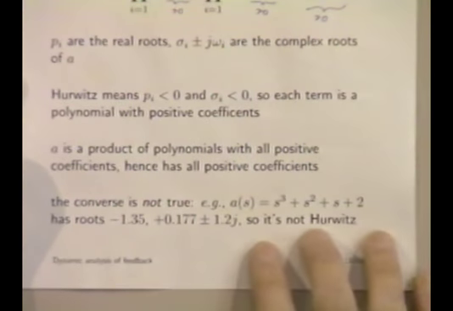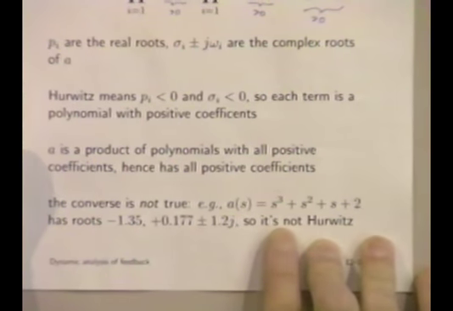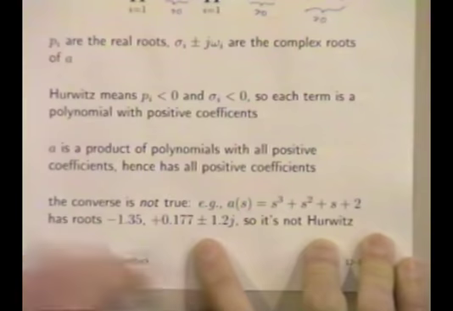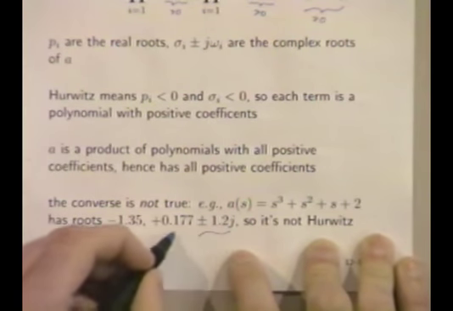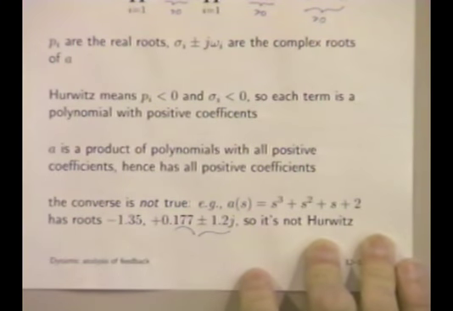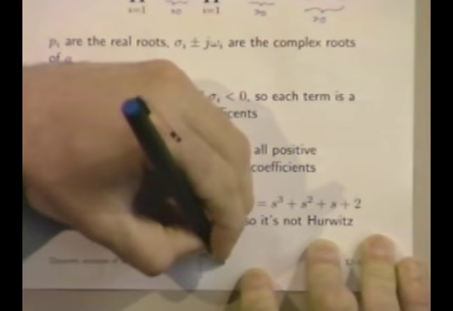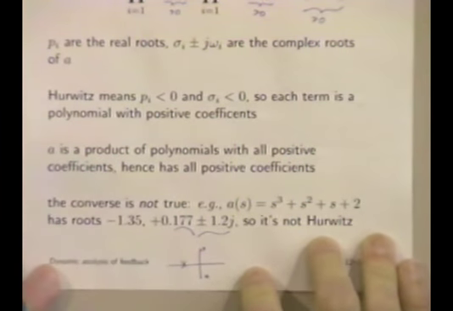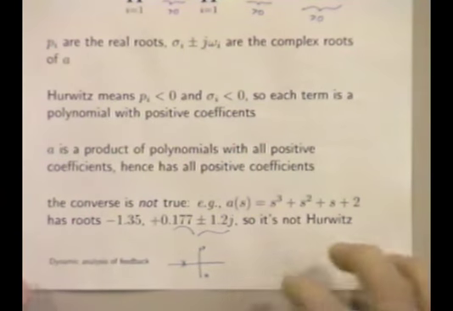Here's an example of how the converse is not true. This polynomial here, with coefficients that are strictly positive, turns out to have roots in the right-hand plane. Like this.